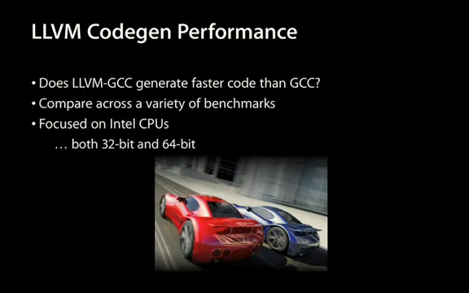So LLVM compiles code faster. Does it generate better code than GCC? We want to do the comparison across a number of benchmarks and focus on Intel performance, both 32-bit and 64-bit. Let's see how we do. You have seen a lot of numbers in the State of the Union talk. For this talk, we're going to focus on a smaller set of benchmarks.